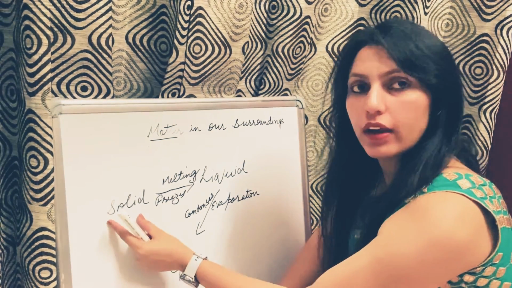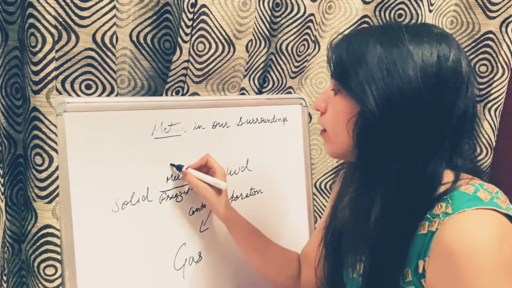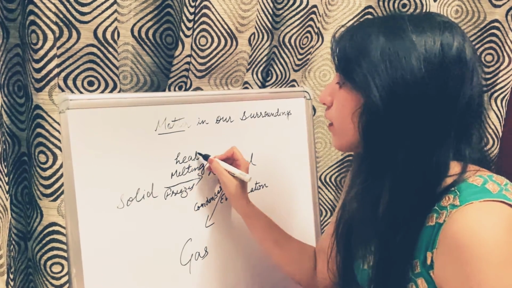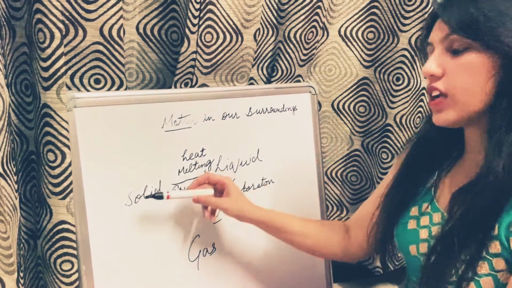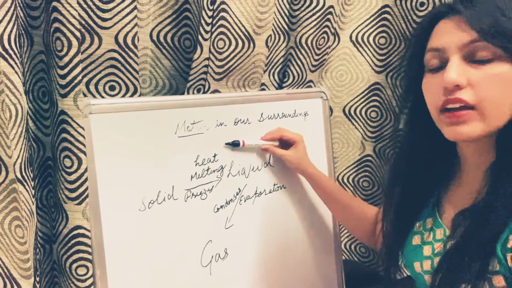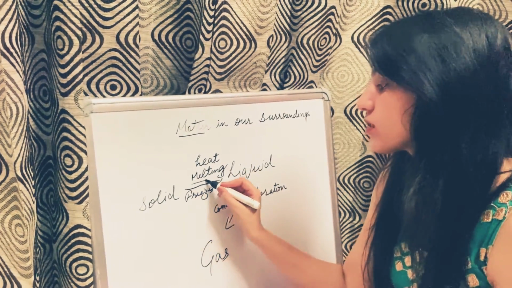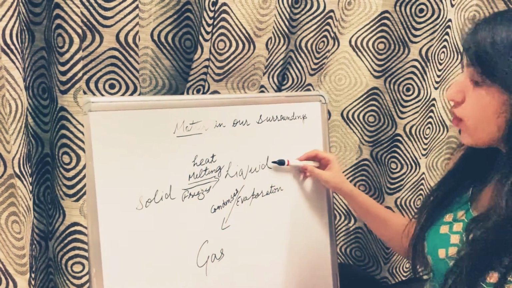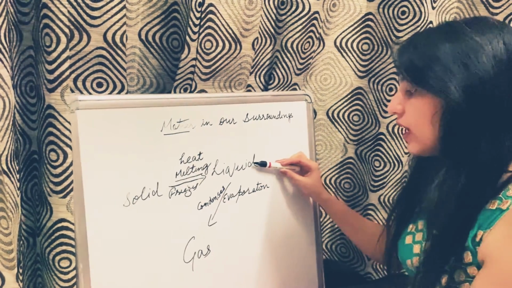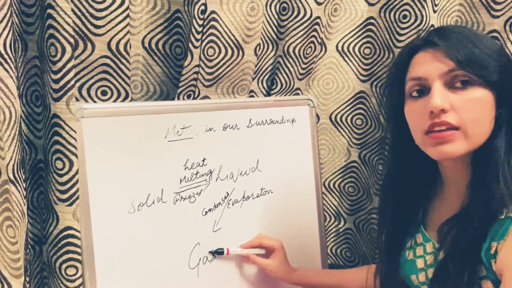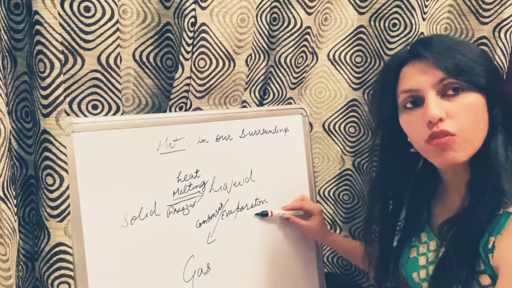When you take a solid and you heat the solid, it changes to liquid. Changing of solid into liquid on heating is known as melting. This process is termed as melting. When you are heating a liquid and it changes to gas or the vapor forms, that is known as evaporation.